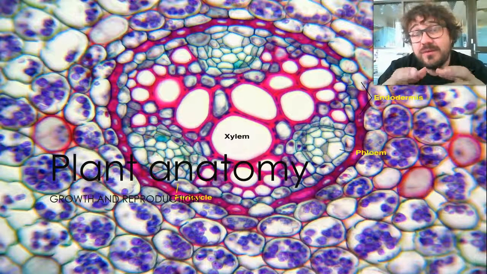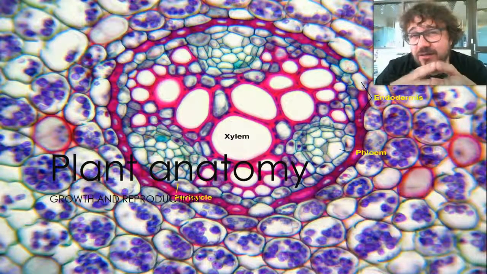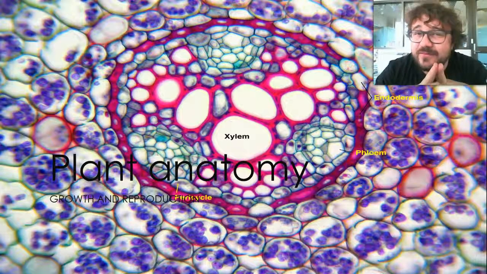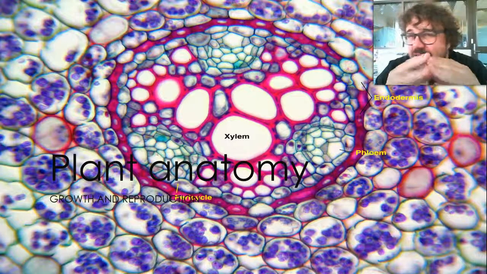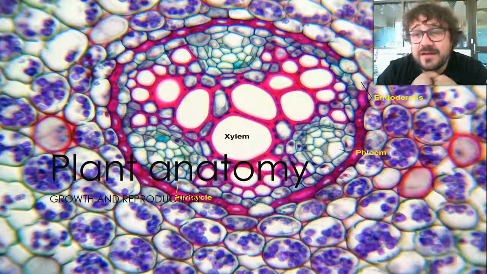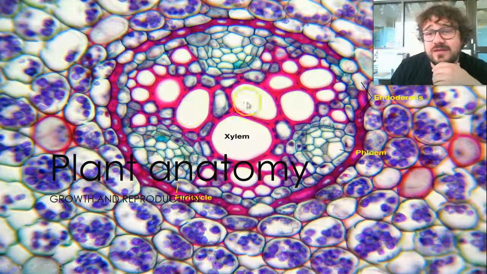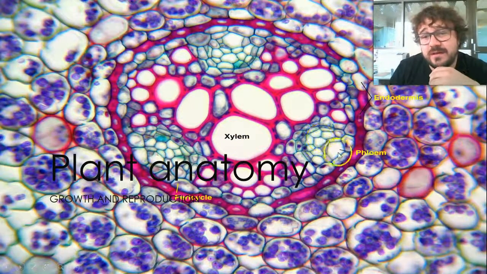You'll notice that while we're doing this, we're going to ignore flowers, and that's because flowers are a bit special, and we'll talk about flowers when we do plant reproduction in particular. What we're going to look at are these things here called the xylem and the phloem. So this structure here and these structures here.